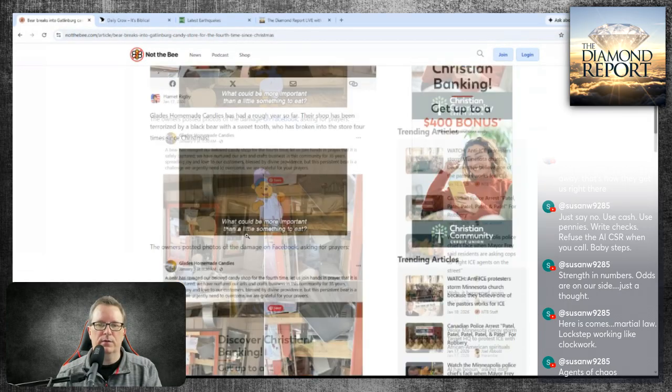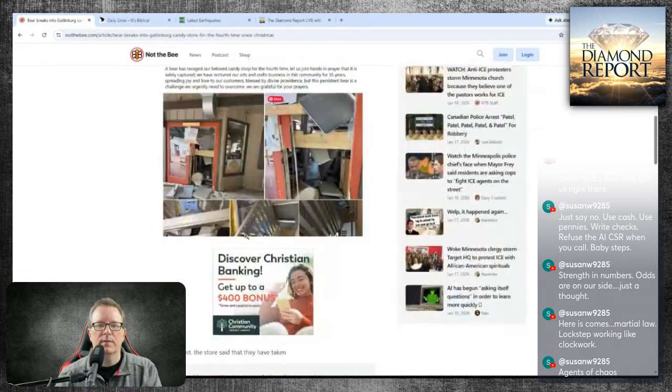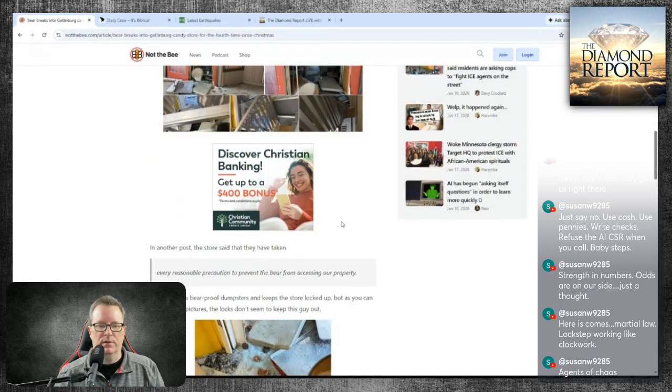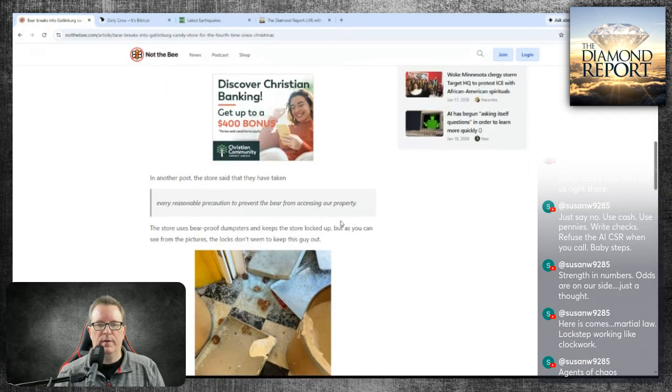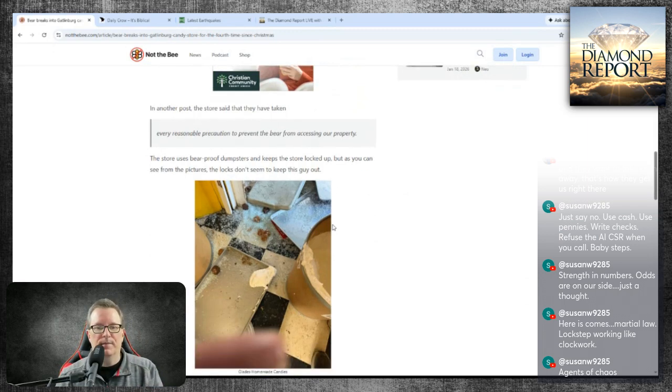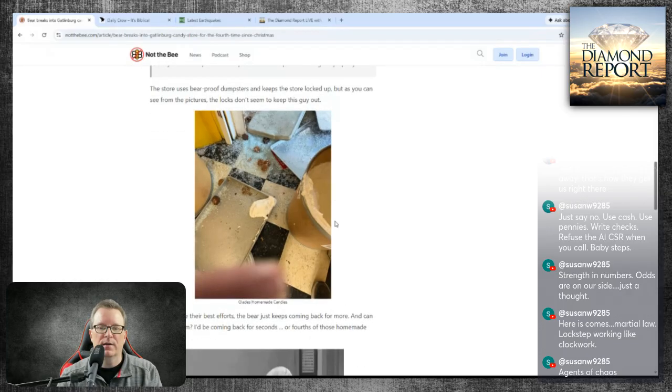I have been to Gatlinburg many times. I don't remember this particular candy store. I don't know if it's on the main drag there or where it is, but this is a post about it and then some pictures. Every reasonable precaution to prevent the bear from accessing our property has been taken. The store uses bear-proof dumpsters, keeps the store locked up, but as you can see from the pictures, the locks don't seem to keep this guy out.